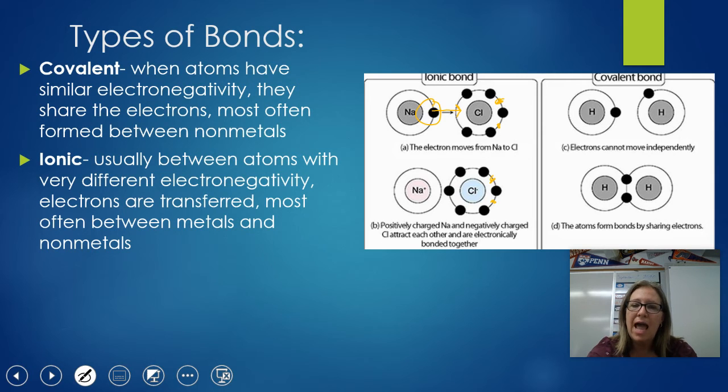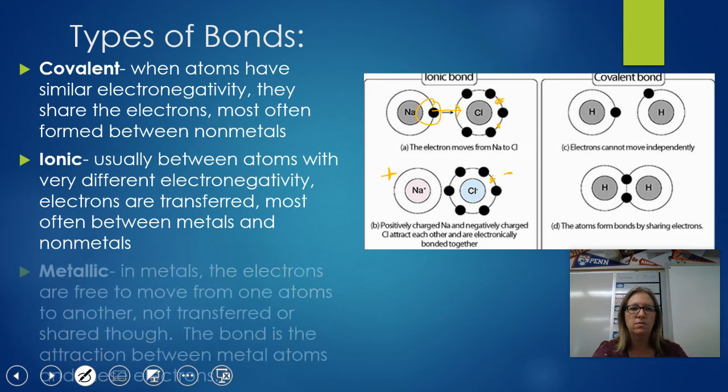But since the electron actually left, the sodium is left with a positive charge, okay? Since the chlorine actually gained an electron, it's left with a negative charge. They both become ions, which is why this is called an ionic bond. They are stuck together, that positive and that negative attracts, but individually they are considered ions, okay?